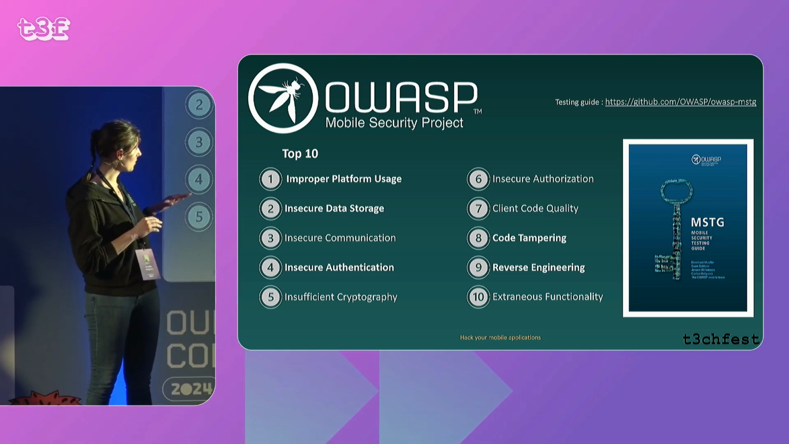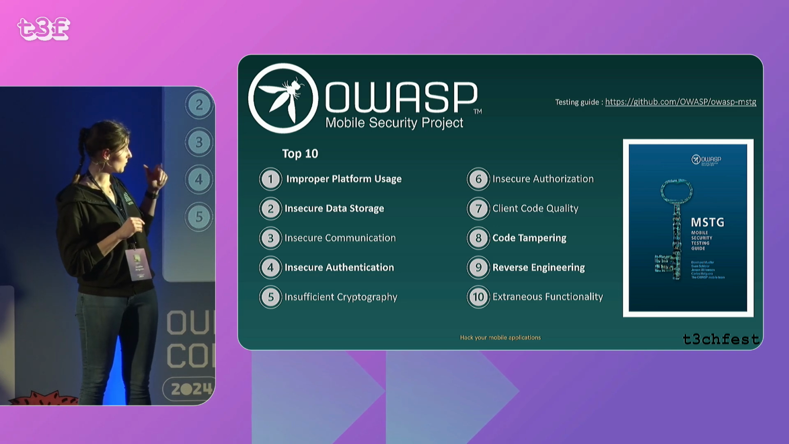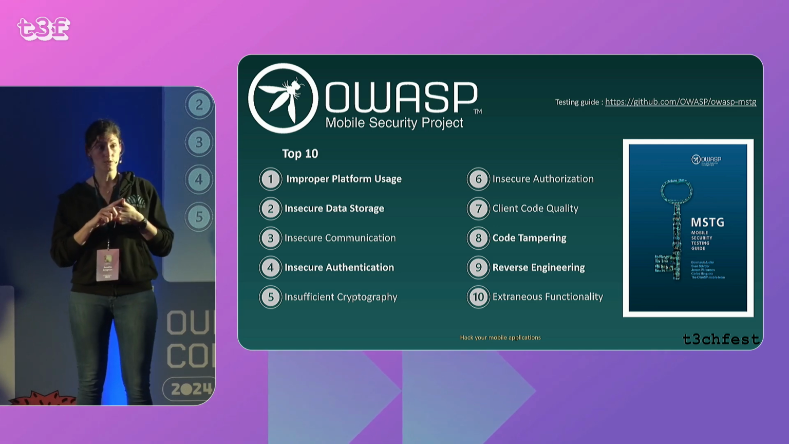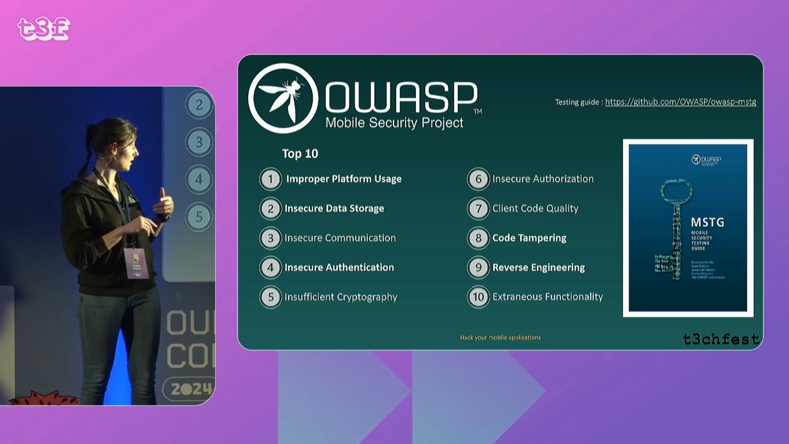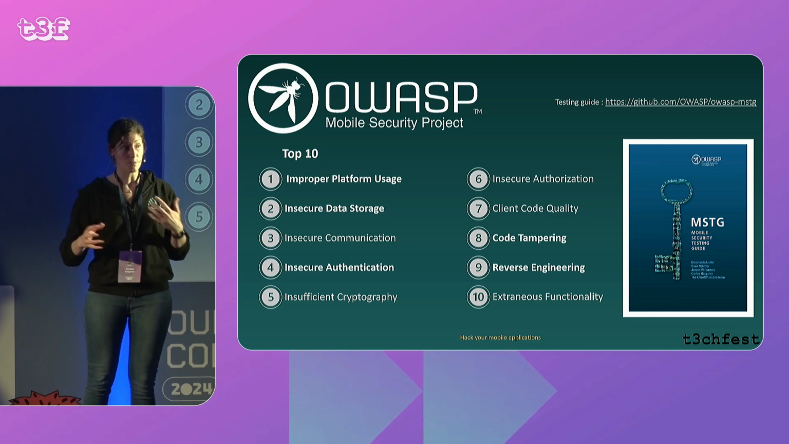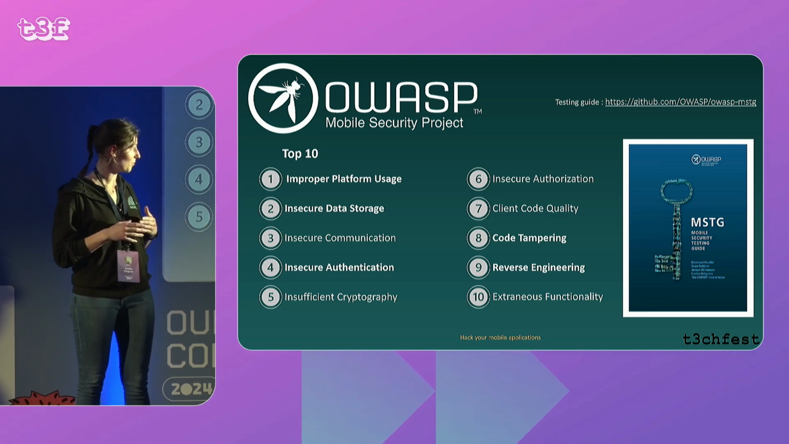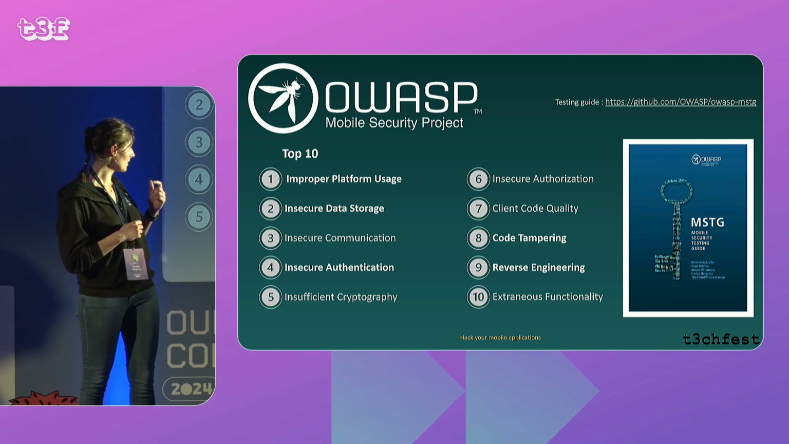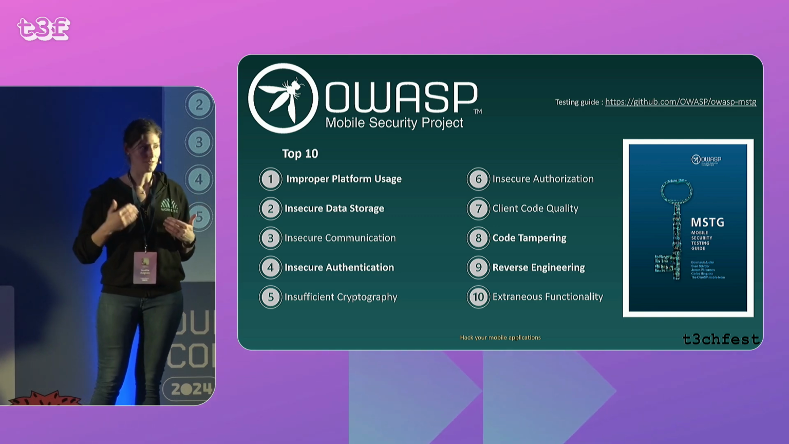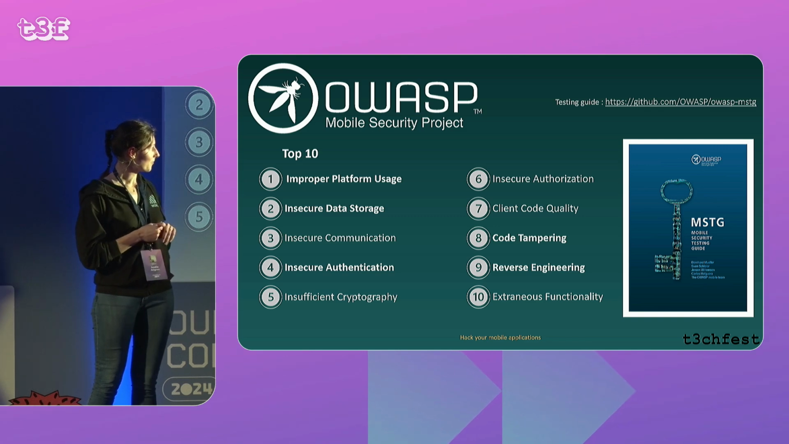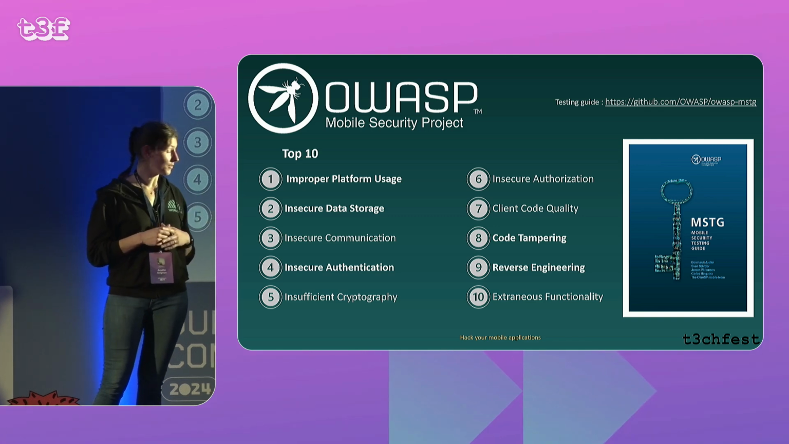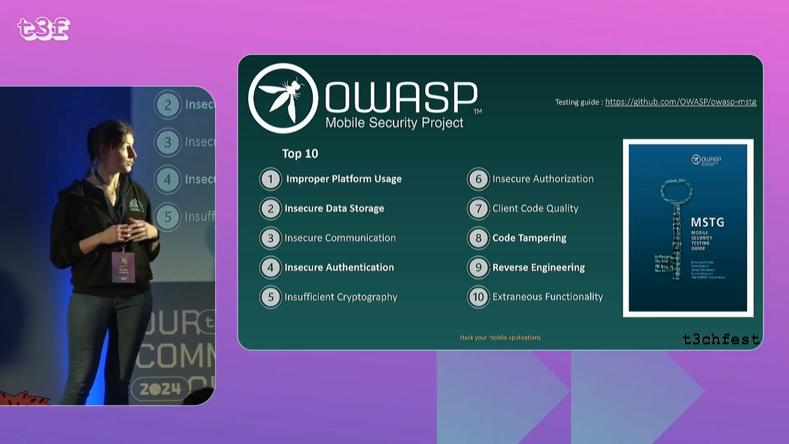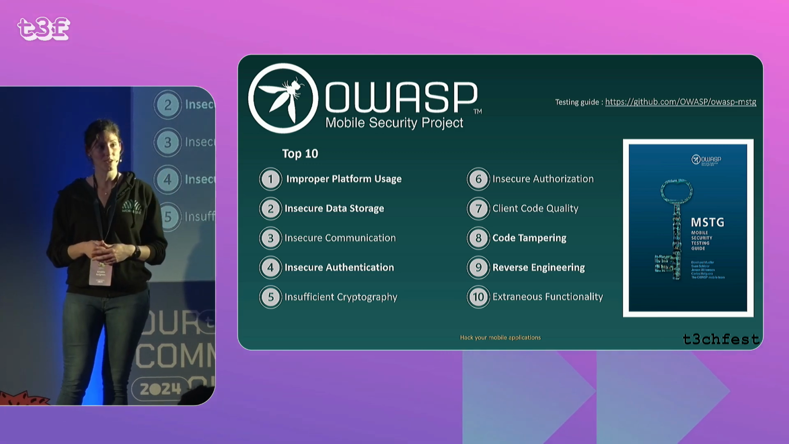And here we just put the top 10, but we saw some of them already today with the improper platform usage, so using a rooted device, the insecure data storage with the RAM, the application files. Also insecure authentication, must be done on the server side, and also code tampering and reverse engineering. So you can find a lot more information with the OWASP mobile security project.